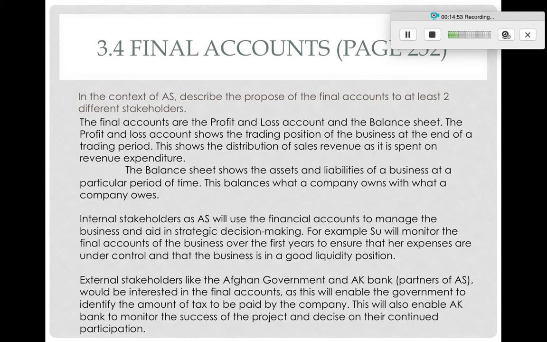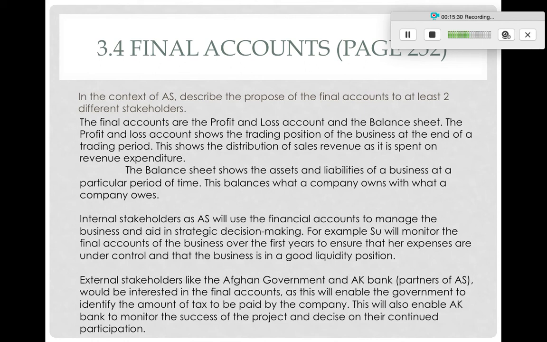Internal stakeholders at Afghan Sun will use the financial accounts to manage the business and aid strategic decision making. For example, Sue will monitor the final accounts of the business over the first years to ensure that her expenses are under control and that the business is in a good liquidity position. External stakeholders, like the Afghan government or AK Bank, who are partners of AS, would be interested in the final accounts, as this will enable the government to identify the amount of tax to be paid by the company. This will also enable AK Bank to monitor the success of the project and decide upon their continued participation.